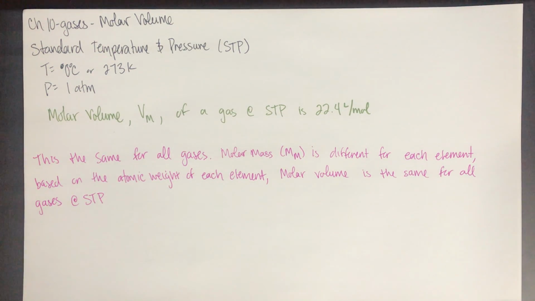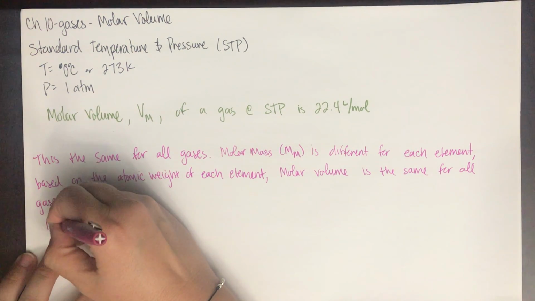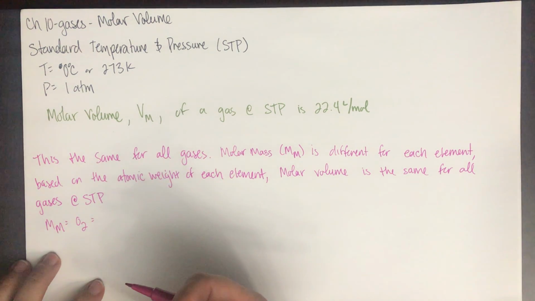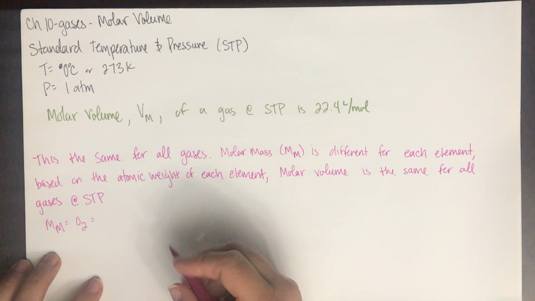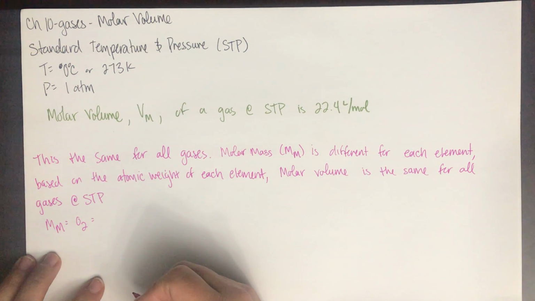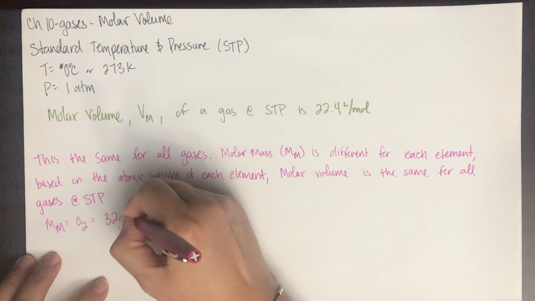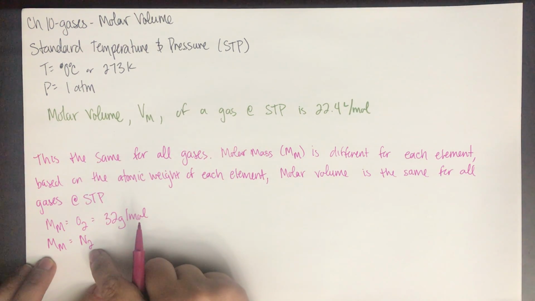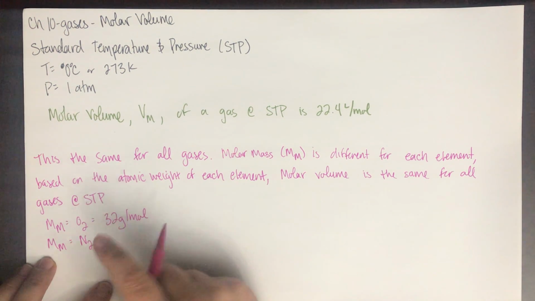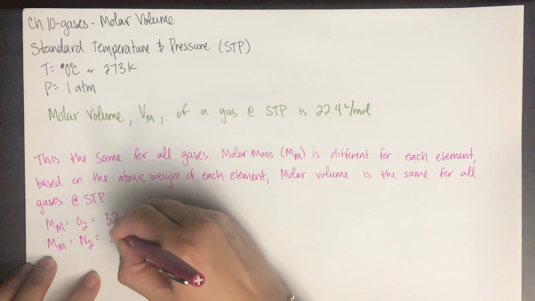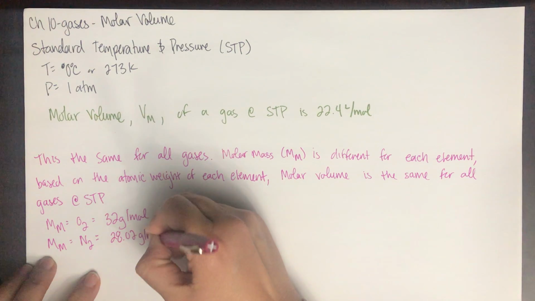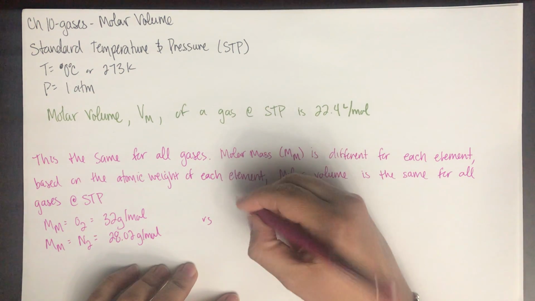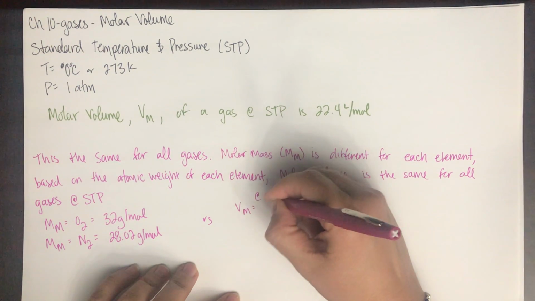So let's just say, for example, what is the molar mass of oxygen? Well, oxygen is about 16 on the periodic table. It's 15.99 something, we're just going to call it 16. The molar mass of oxygen is 32 grams per mole. What's the molar mass of nitrogen? Well, nitrogen on the periodic table is about 14.01, so we're going to say the molar mass is about 28.02 grams per mole. The molar mass of these two gases is different.